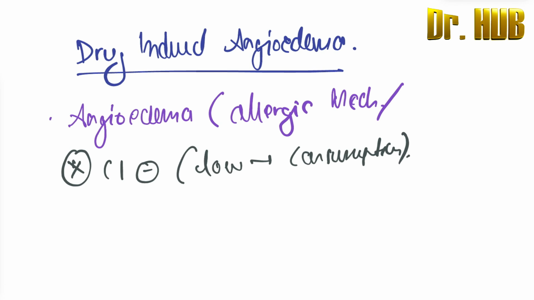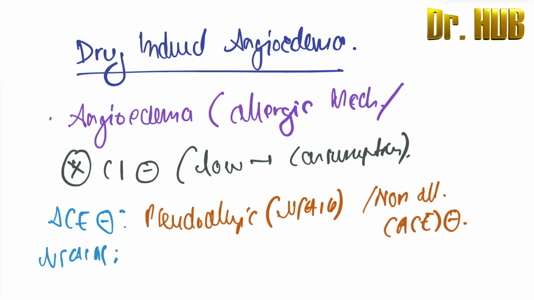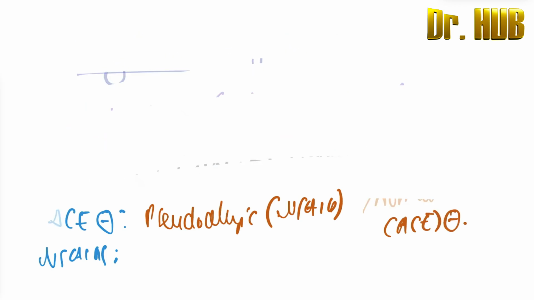Next what we see is type 1 of drug-induced angioedema. The first variety is the ACE inhibitors, and then the NSAIDs. These varieties are pseudo-allergic. By pseudo-allergic we mean the NSAIDs, and by non-allergic we mean the ACE inhibitors.